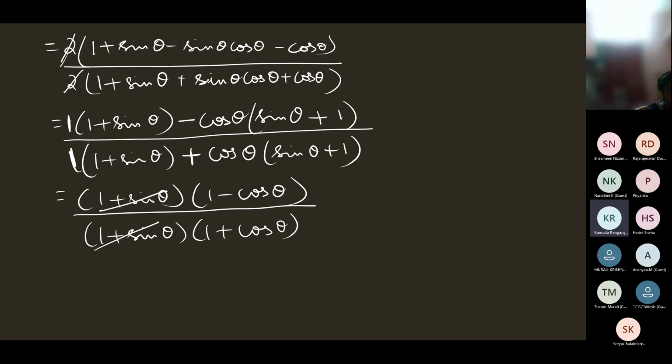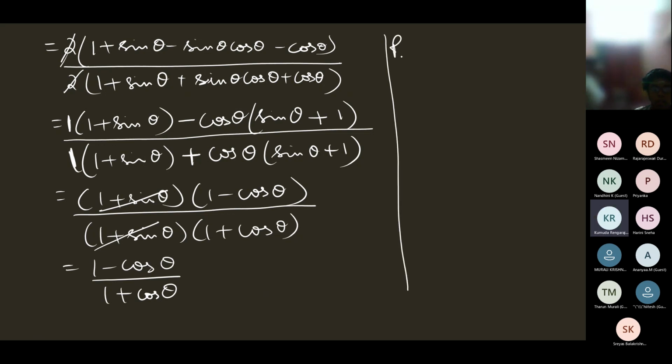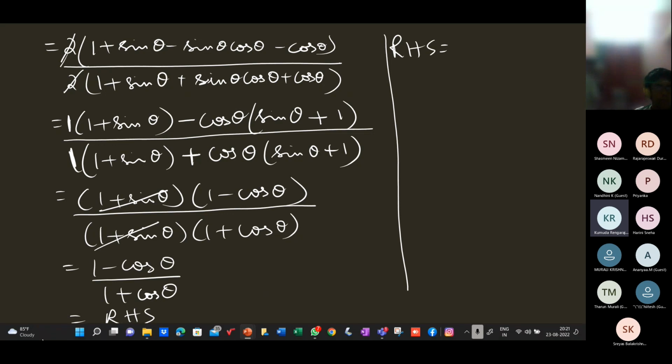So now we get (1 minus cos theta) divided by (1 plus cos theta). But on the RHS, we have something else. We don't have this; we have something else in the RHS. So we'll work the RHS. Okay, RHS is equal to root of... oh, that's a different question. Oh my God, this is the RHS. I'm sorry, I was looking at another question. This is the RHS, hence proved.